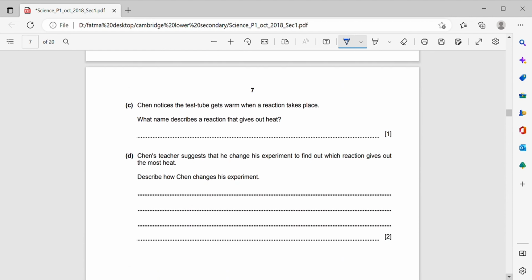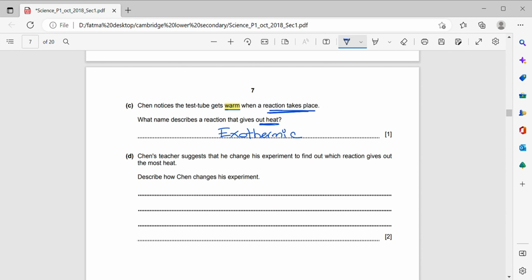Question number C. Chen notices the test tube gets warm when a reaction takes place. Here, this is a key word. If a reaction takes place and there is heat released, what name describes a reaction that gives out heat? It is an exothermic reaction.